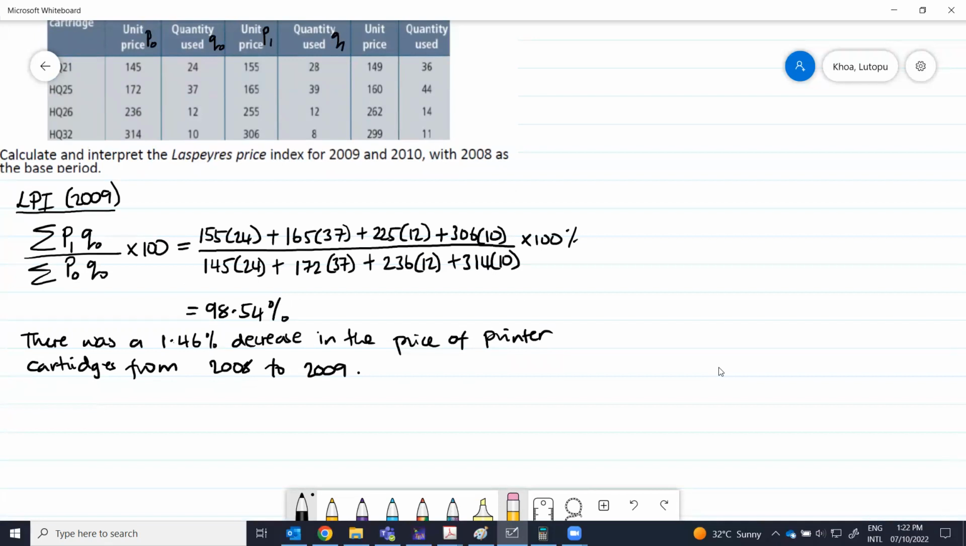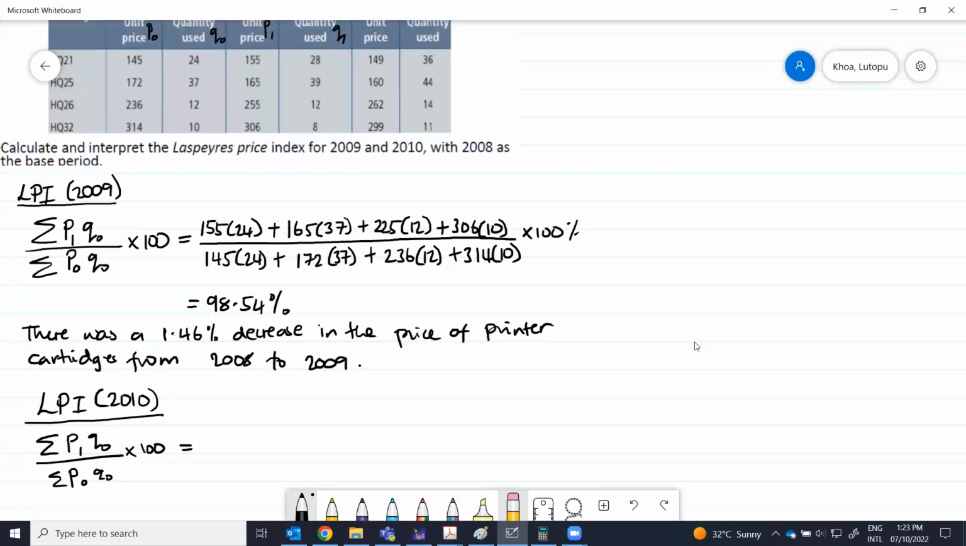Okay, and then working out the Laspeyres price index again for 2010, and our base year is still 2008. So this is the Laspeyres for 2010. The formula is the same, P1 Q naught over P naught Q naught, then we multiply by 100. Okay, so the only thing that is going to change in our table here is our P1 and Q1. So this will be our P1, this will be our Q1.